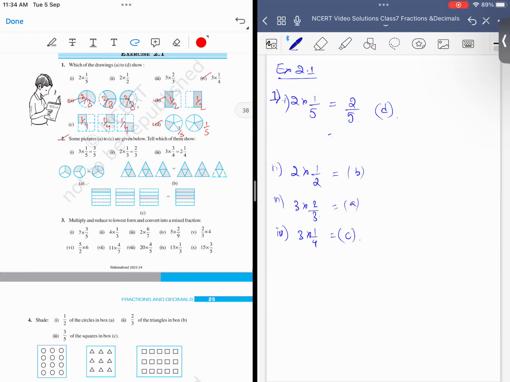See, this represents 1, 2, 3, 4, 5, so each of them represents 1 by 5, 1 by 5, and 1 by 5. And when you add them, you will get what? 3 by 5. So this represents C. So that means question number 2, first part, is which? C option. The second one, 2 into 1 by 3. Now you see this one, option A. This represents 1 by 3, 1 by 3. When added, it will give 2 by 3.